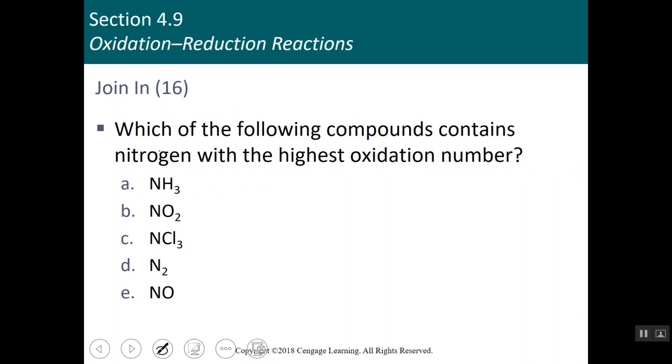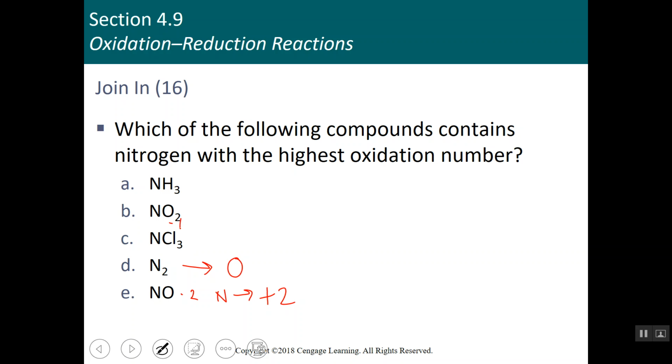And I'm pretty sure this is the last slide. Finally, yay. So we're trying to figure out which nitrogen has the highest oxidation number. Let's start here at the bottom. This oxygen's -2, so that nitrogen has to be +2. This one is in its elemental state, so that one's 0.